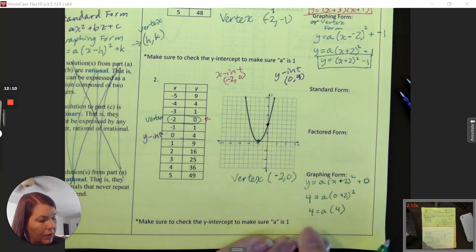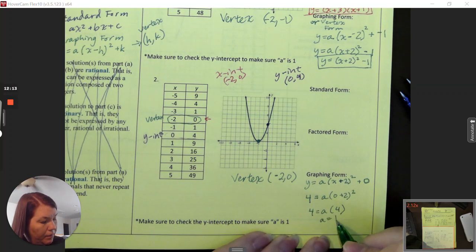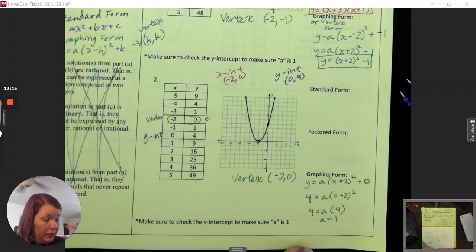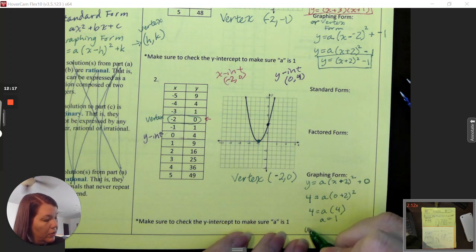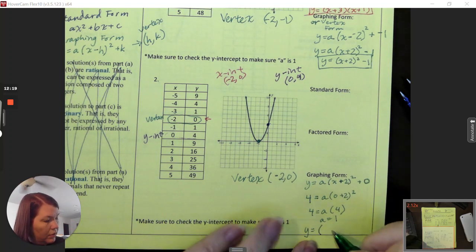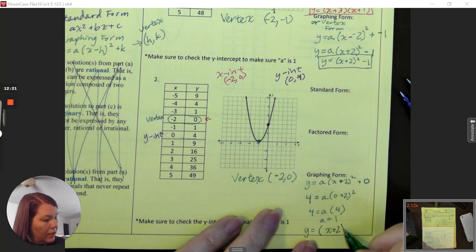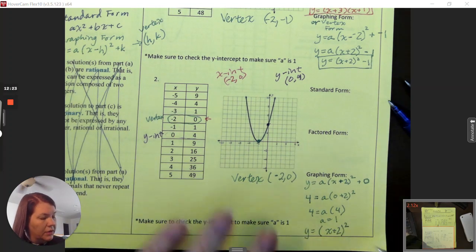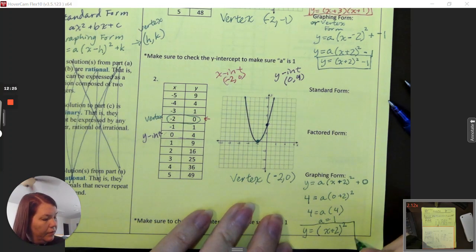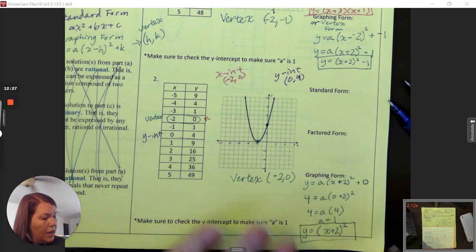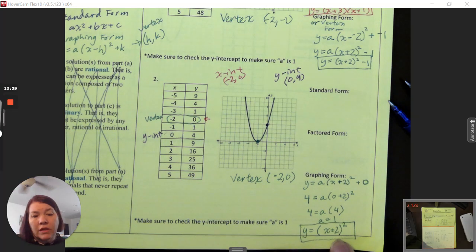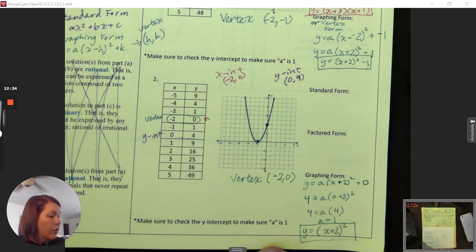So yes, a is 1. And so once I know what a is, I write my graphing form equation, y equals 1 times (x plus 2) squared plus 0. Let me write that. There you go. What's cool about this is you can tell your vertex by looking at this form, which is awesome. Okay, now let's do factored form.